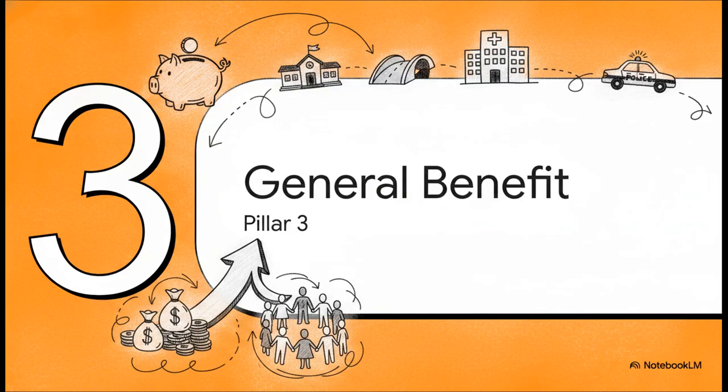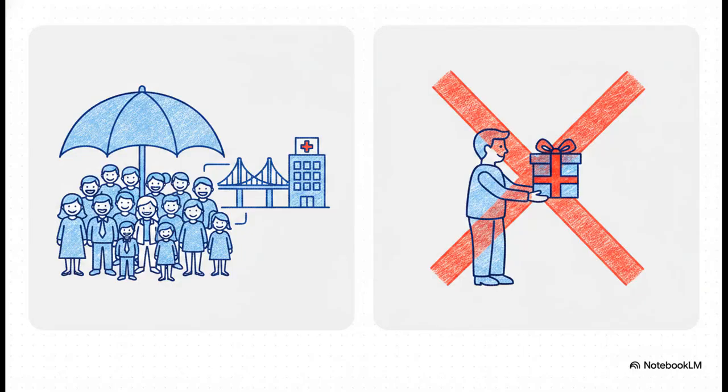Which naturally leads us to Pillar 3, general benefit. Now you might be asking, where does all that money actually go? Well, taxes collected by the government are spent for the general common welfare of the people, and this brilliantly illustrates a key point. They are not paid because an individual has received some specific personal gain. Instead, all those funds are pooled together to maintain society as a whole, rather than serving just one specific person's personal interests.